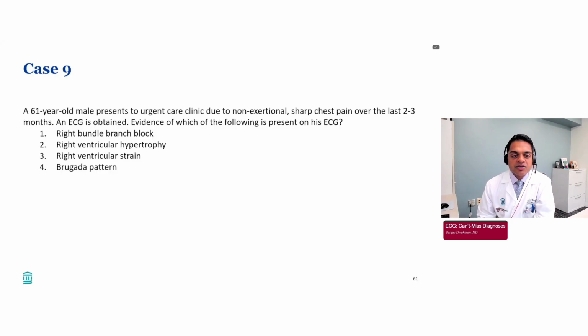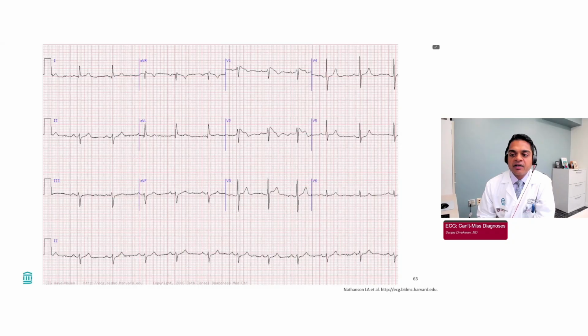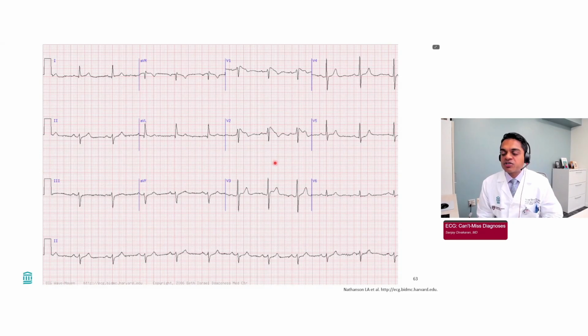Great. Okay, so the correct answer choice here is 4, Brugada pattern. So what are the notable findings on this tracing? So in V1, V2, and V3, but in particular V1 and V2, you have these ST elevations that have this coved appearance. And in V1 and V2, they're associated with these T-wave inversions as well. So why is this important to detect? Well, of course, the Brugada pattern can be associated with an increased risk of ventricular tachyarrhythmias and even sudden cardiac death, which is known as the Brugada syndrome.